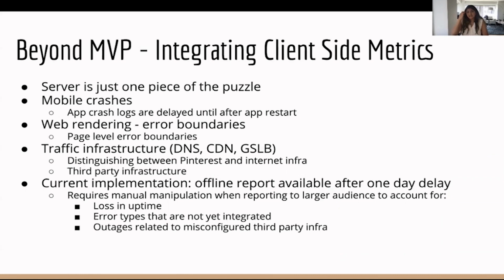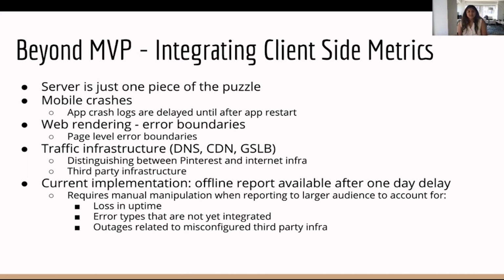So beyond MVP, there's a lot of things that can go wrong for a user aside from just the server, on the client side. And so this includes things like mobile crashes. One of the things that we found was that app crash logs are delayed until after app restart. So that's one challenge and a built-in delay in what we can account for in this metric.